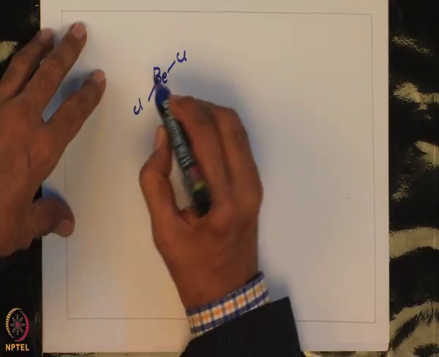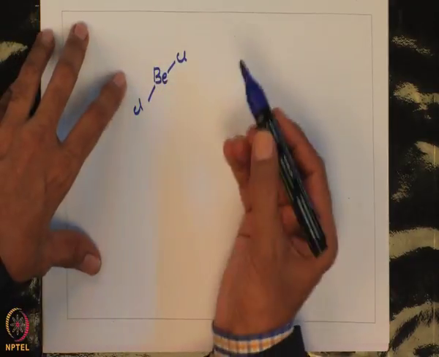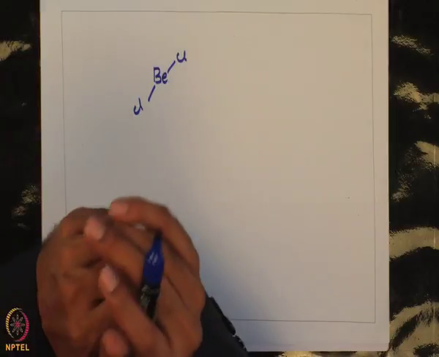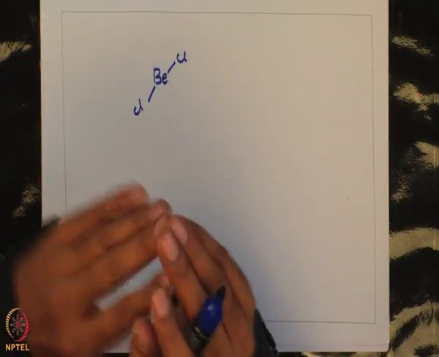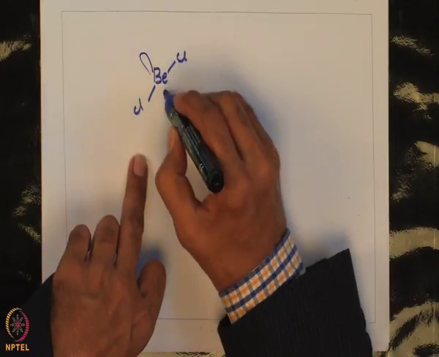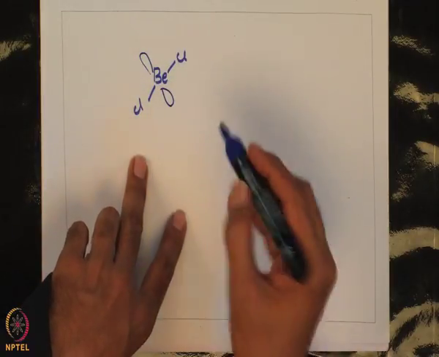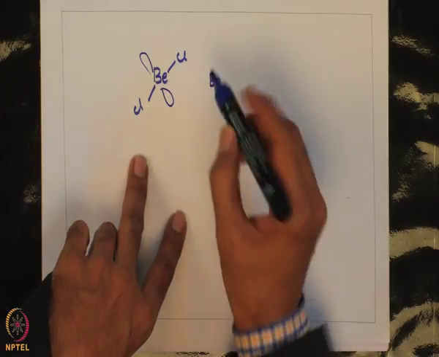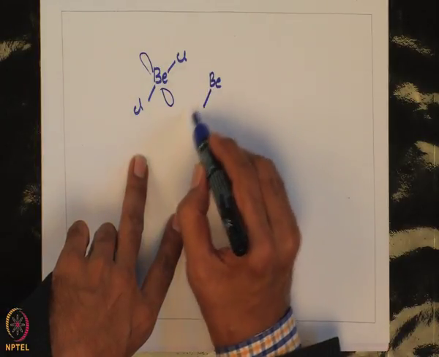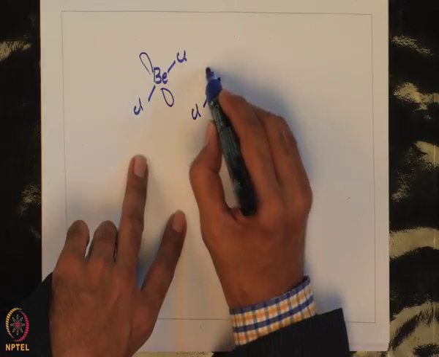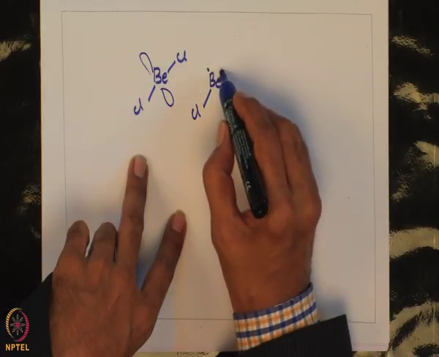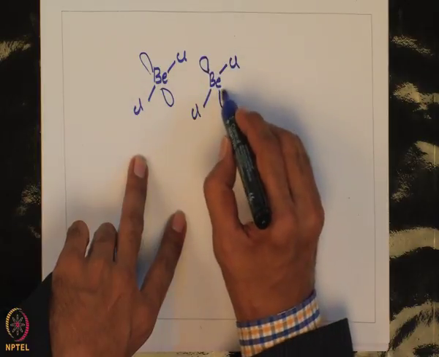As I mentioned here, if beryllium has undergone sp3 hybridization, we have 4 sp3 hybrid orbitals. Out of that, 2 sp3 have 1 electron each and 2 sp3 do not have any electron. Those which have 1 electron can combine with Cl to form 2 BeCl bonds, and the other ones are empty. Now, another beryllium is there. In the same way I can write, the situation is the same here.